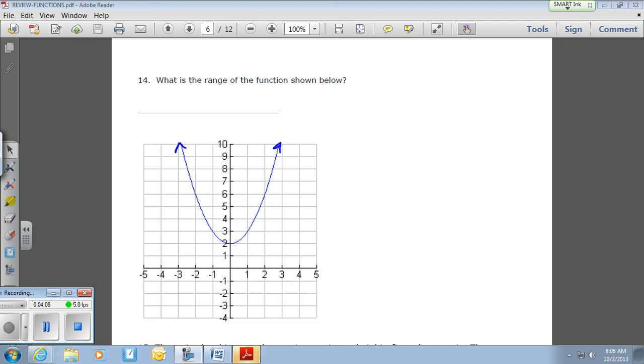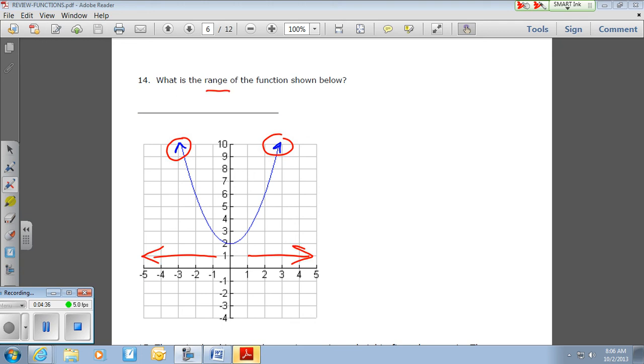Okay, number 14 is asking for the range of the function below. All right, this is a function. It would pass the vertical line test, and also these arrows right here do imply that it goes on forever, but I'm looking for the range. The domain would be all real numbers because it's going on forever, that direction and that direction. So the domain is all real numbers, but we're looking for the range.